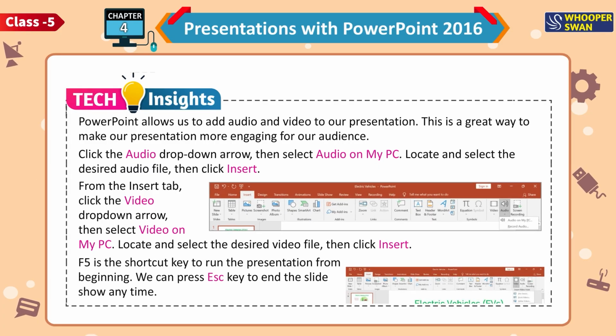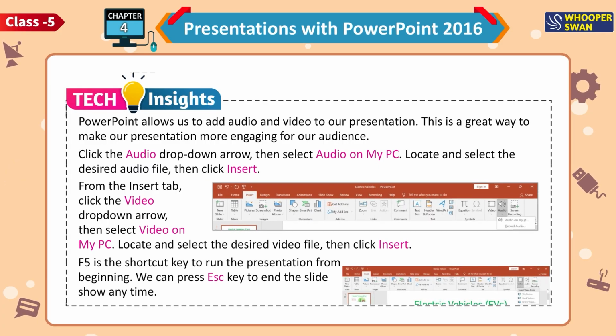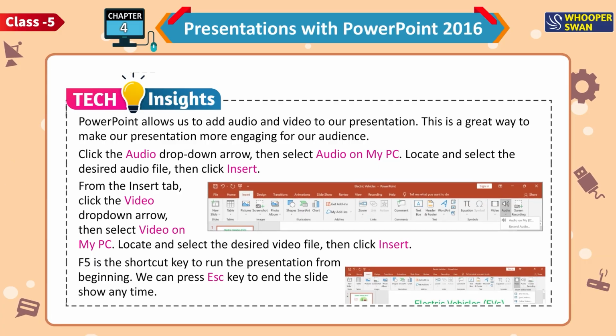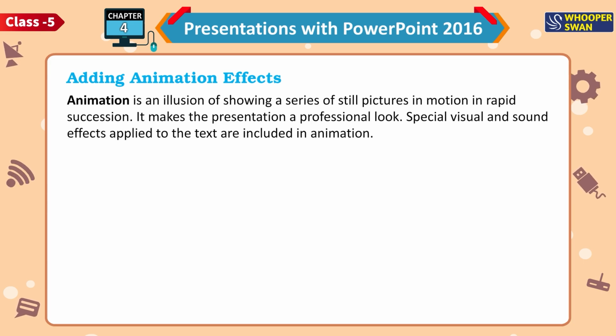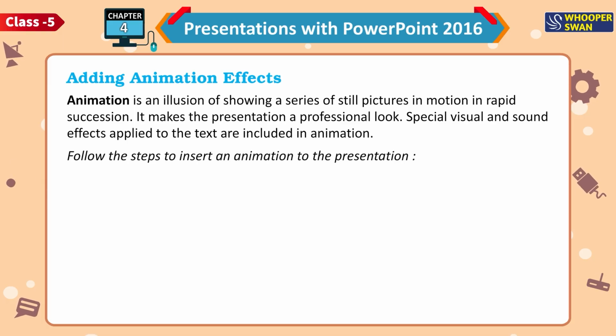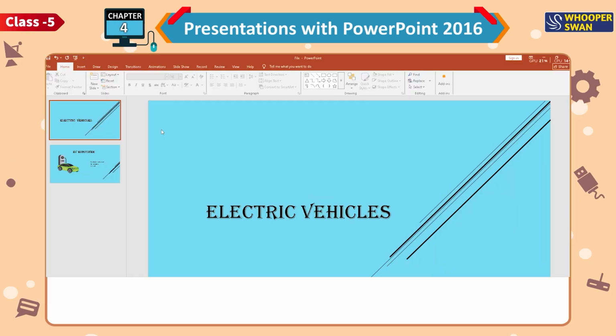F5 is the shortcut key to run the presentation from the beginning. We can press the Escape key to end the slideshow anytime. Adding animation effects. Animation is an illusion of showing a series of still pictures in motion in rapid succession. It gives the presentation a professional look. Special visual and sound effects applied to the text are included in animation. Follow the steps to insert an animation into the presentation.